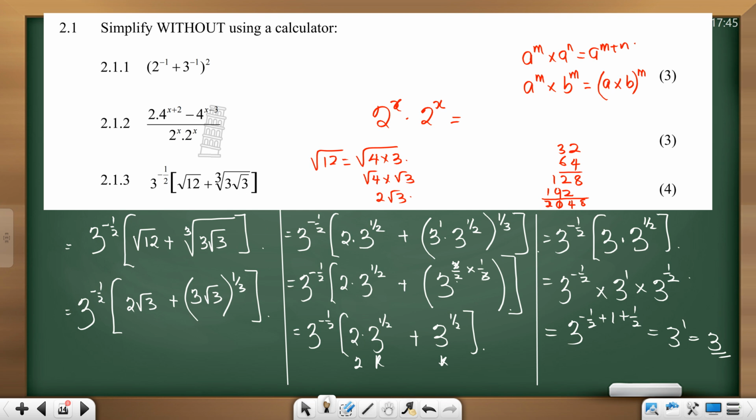Beautiful. I love this paper. This paper is... Are you okay?